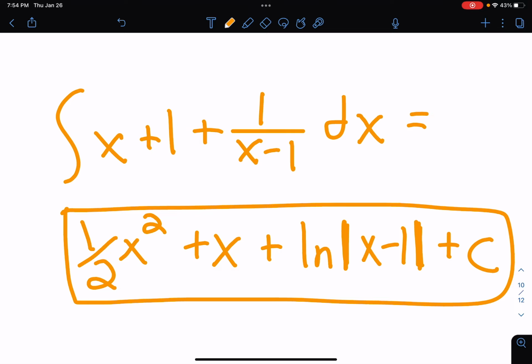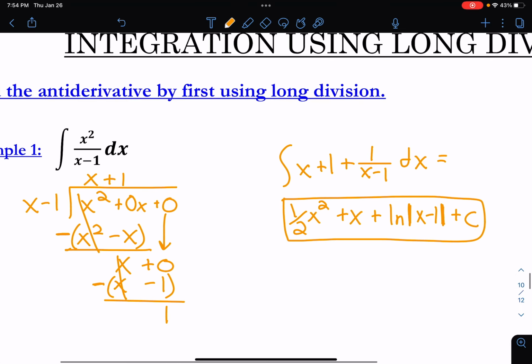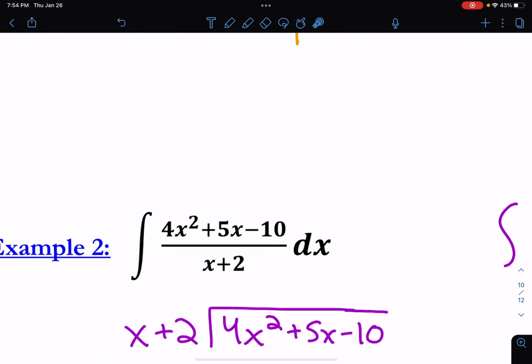Okay. So when the degree in the numerator is greater, or again, sometimes even when it's equal, you're going to have to do long division. Okay. And then you take your quotient plus remainder over divisor, and you can find the antiderivatives of those parts. Let's do another one. Example 2.